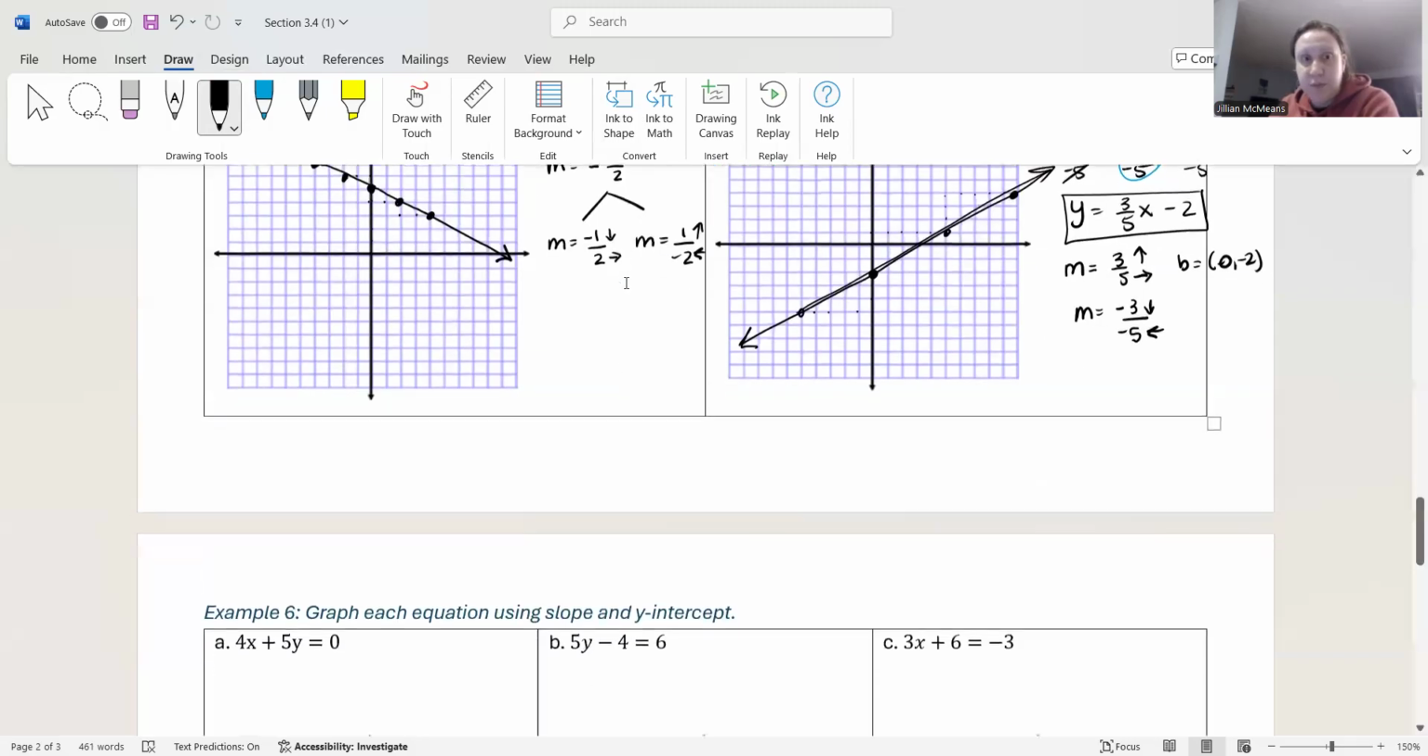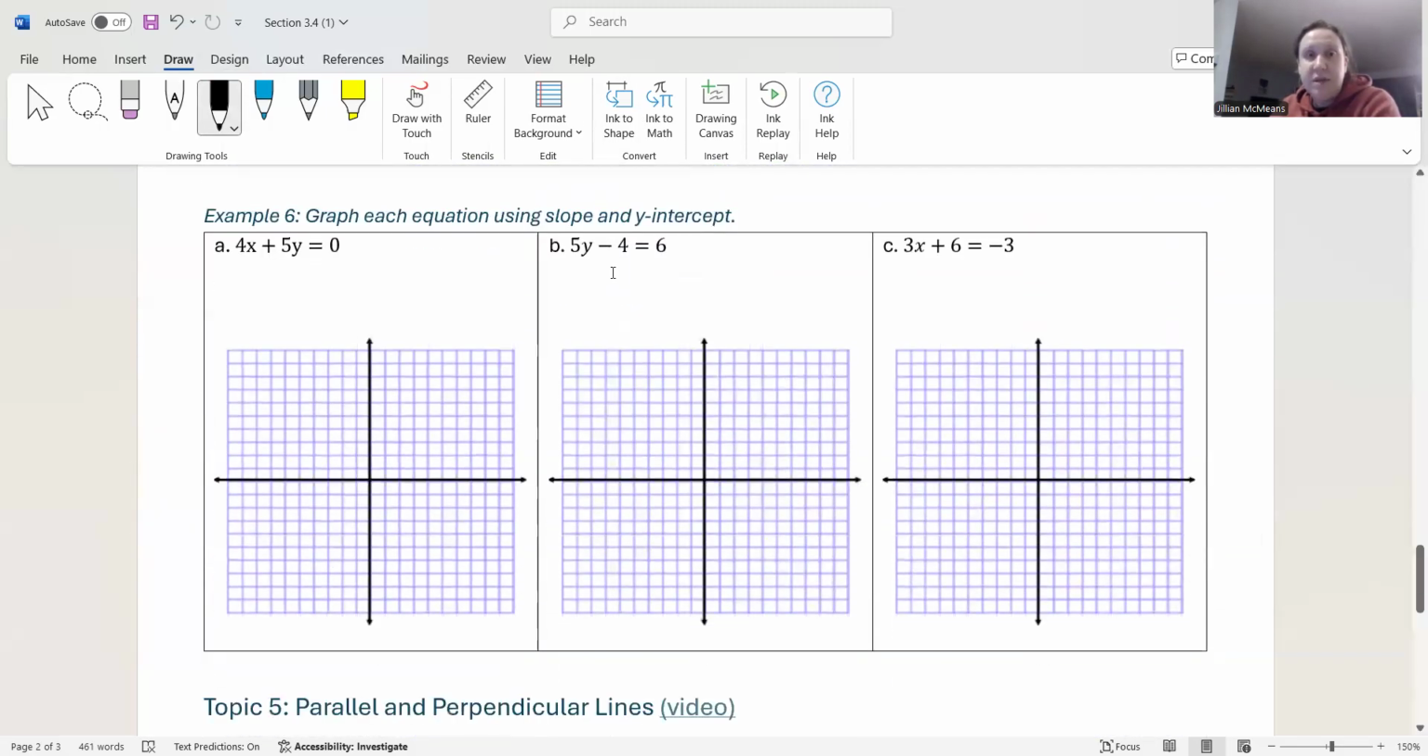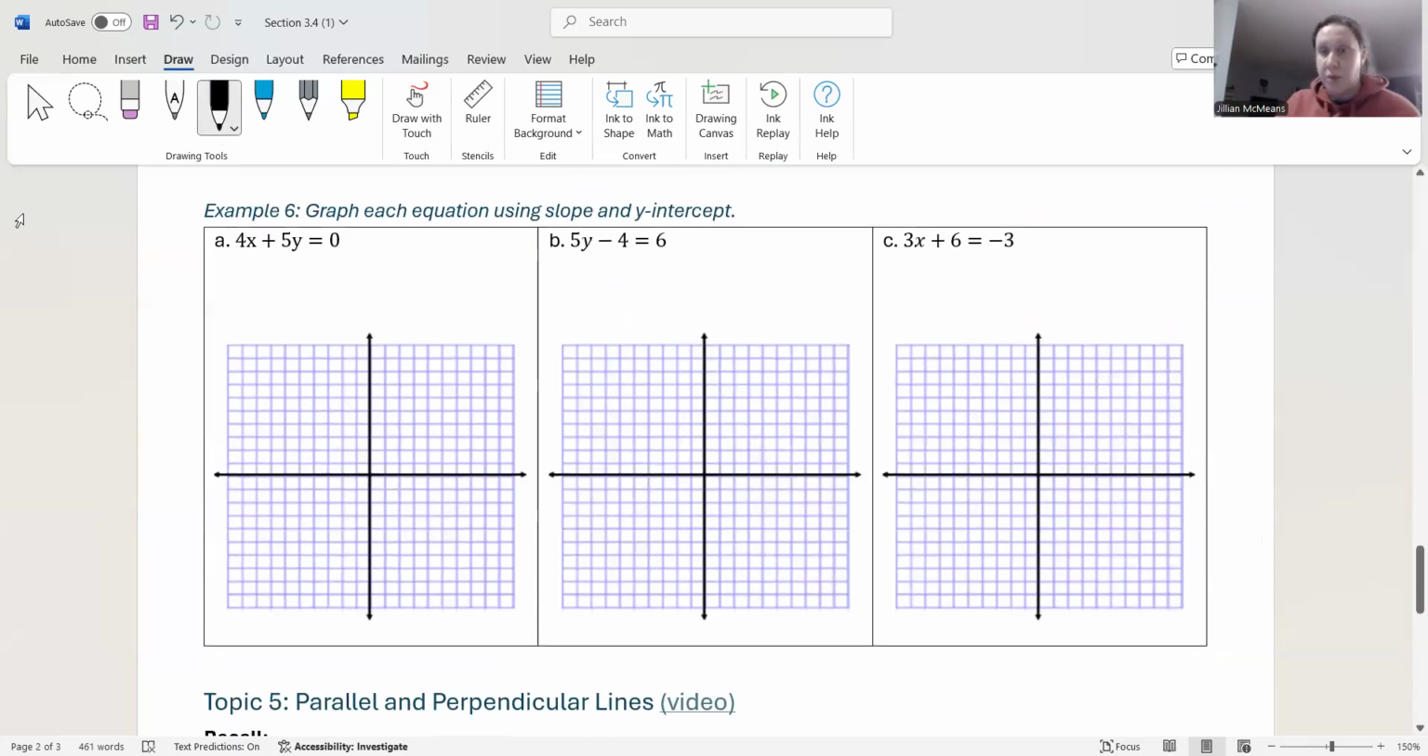All right, let's look at example 6. So in example 6, it says graph each equation using slope and y-intercept. So these are going to be kind of special equations where something unusual happens, okay? So the directions again just say graph using slope and y-intercept. So our goal is going to be to at least try to solve for y if possible, okay?